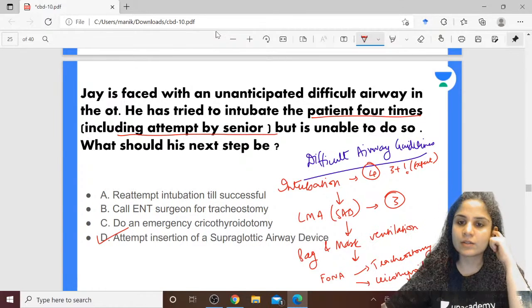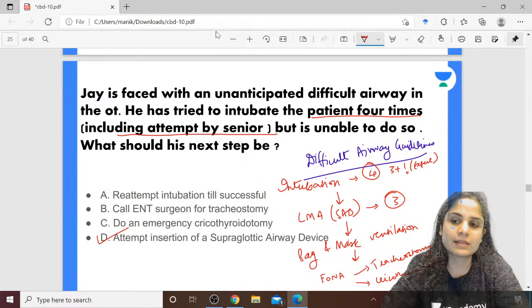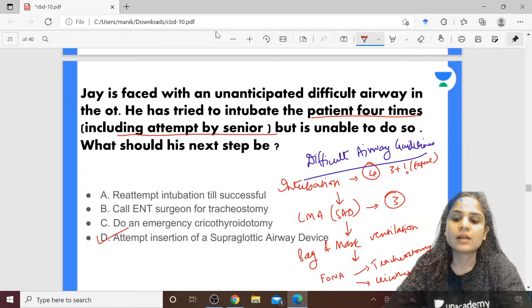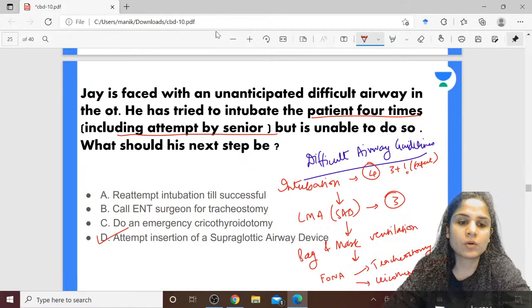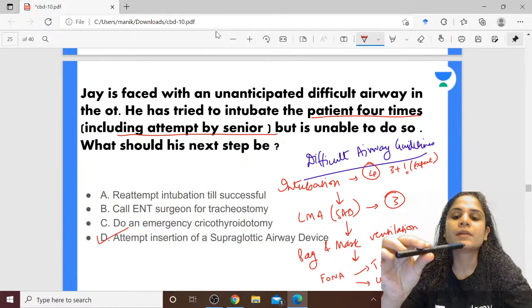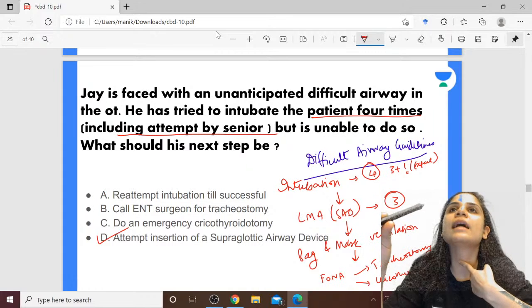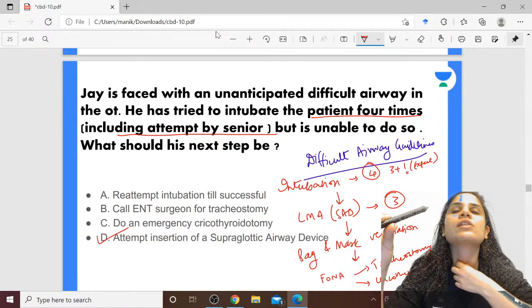Tracheostomy is not that easy to do and you need skill, you need an expert to do it, especially in an emergency setting, like an ENT surgeon or surgeon. This cricothyroidotomy can be done by all. So you just take a 14 gauge IV cannula, orange IV cannula, and you feel for the most prominent part in your neck, which is your thyroid cartilage. Below that you feel a dip. Below that you feel a cricoid cartilage, that is your ring shaped cartilage.